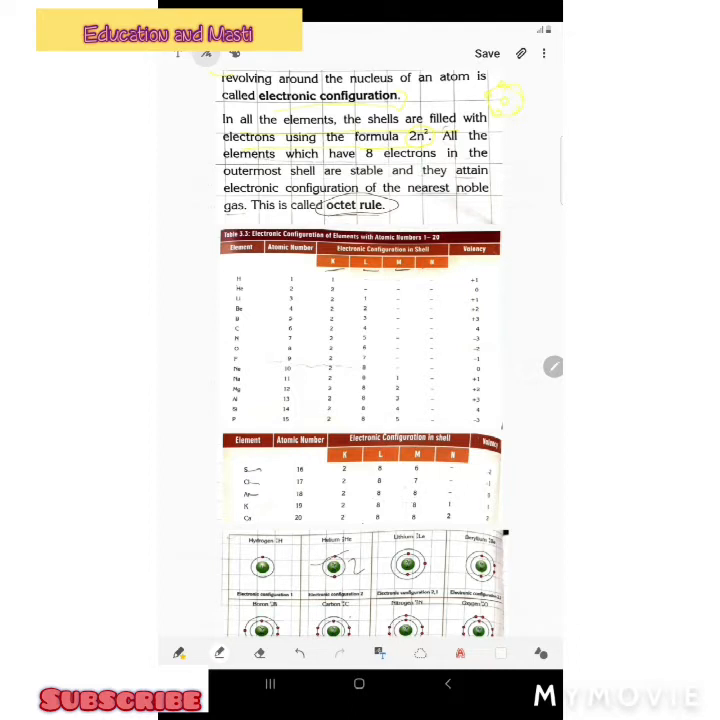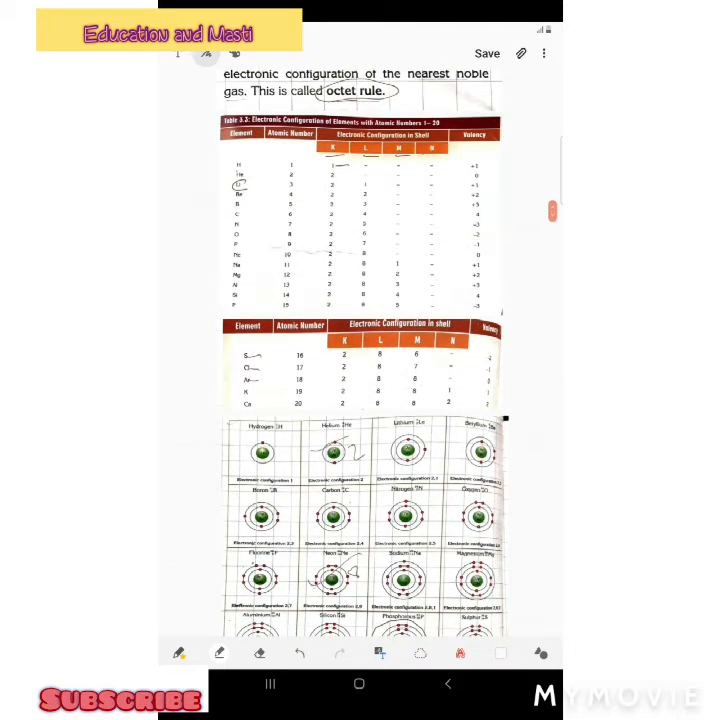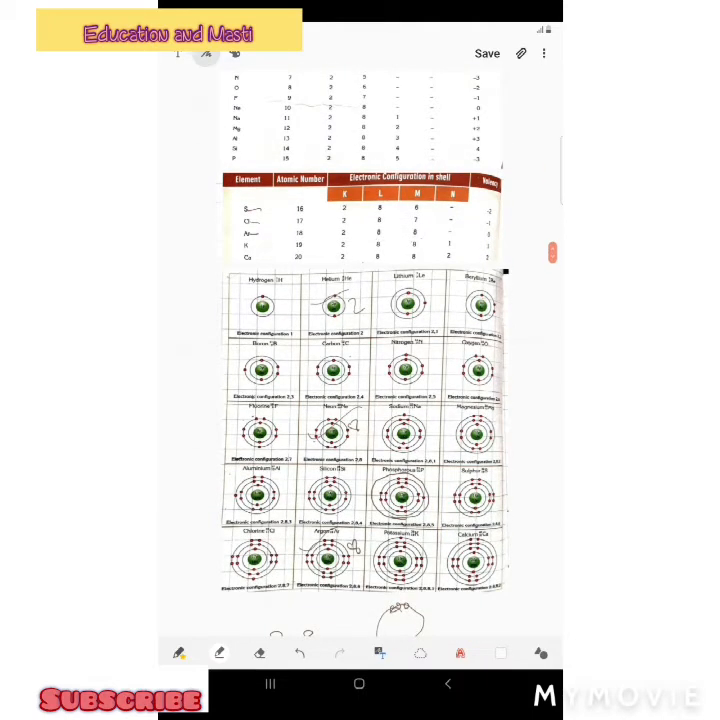Now let's see how many electrons are present in each. One electron is present in hydrogen. Then from lithium it starts to fill the L shell, that is the second one. You need to understand this, first after seeing this you need to see that. So this is hydrogen. It has only one electron.